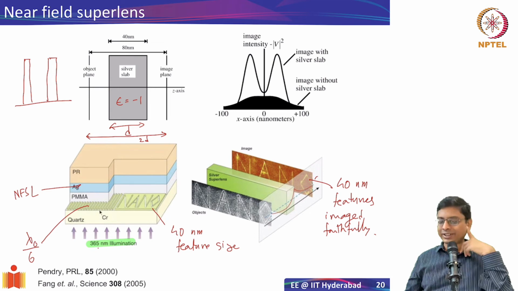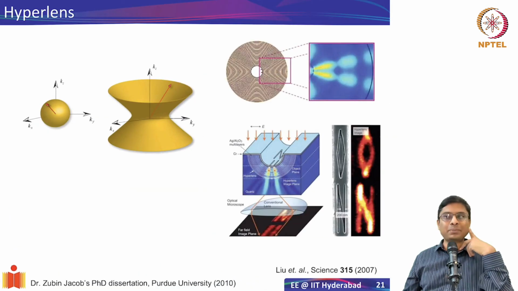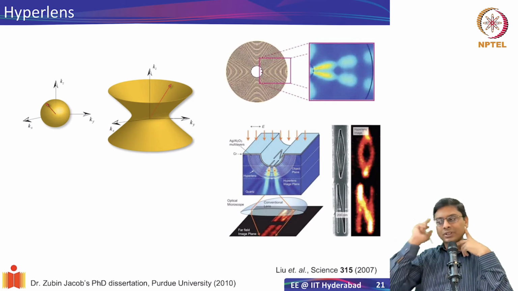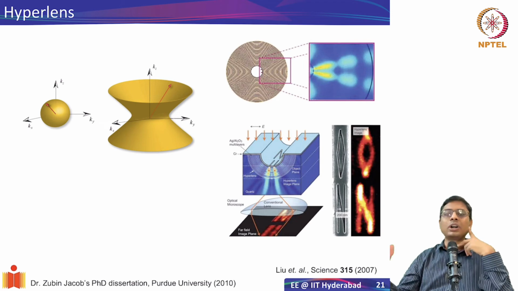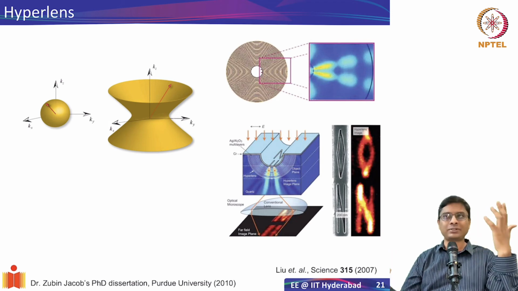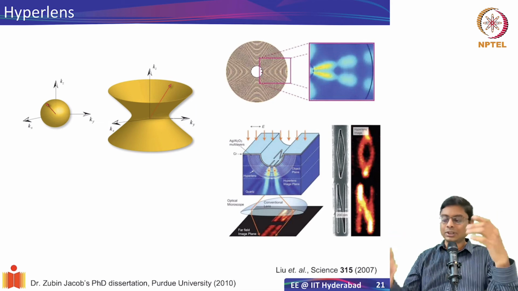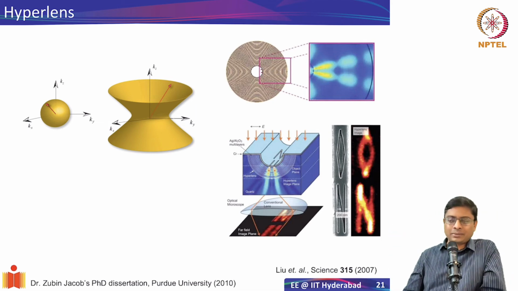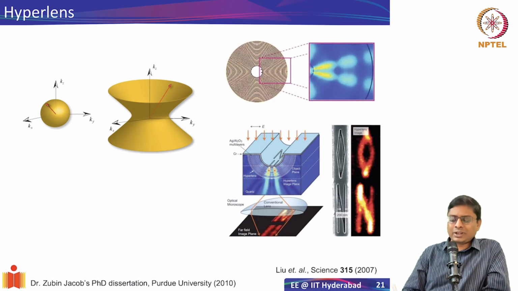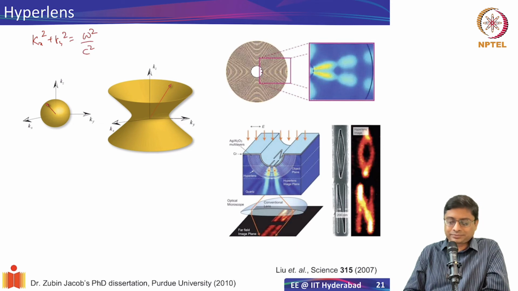There was yet another proposal, this time from Evgeny Narimanov's group at Purdue. What they said was that the origin of the diffraction limit is basically that the higher spatial k vectors are not able to propagate. If you take a regular isotropic medium, we already saw that kx square plus ky square is going to be equal to omega square by c square. If I have a medium, there's going to be an n, which is essentially root of epsilon, so n square will be epsilon. So for any other medium, I can divide by epsilon. This is my dispersion relation.